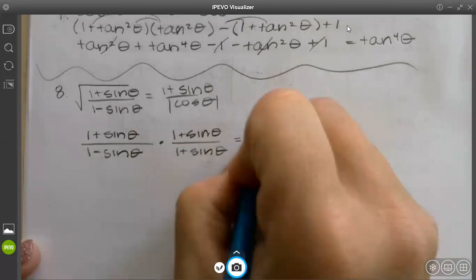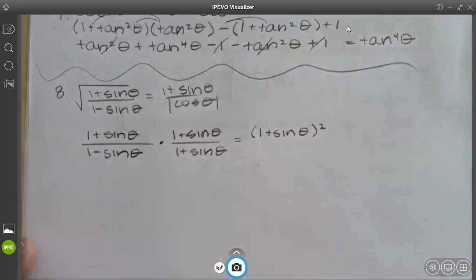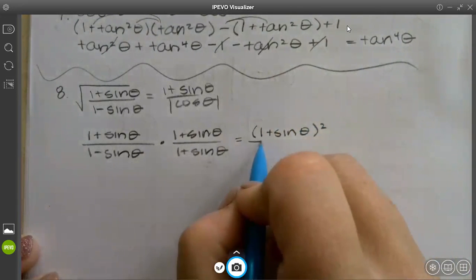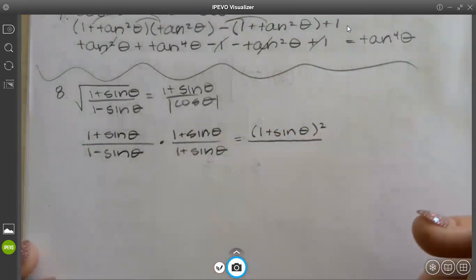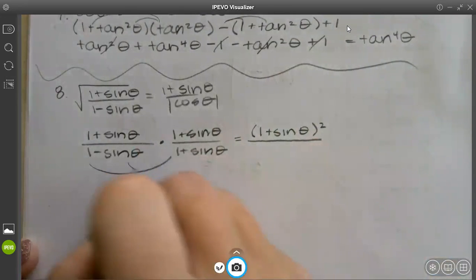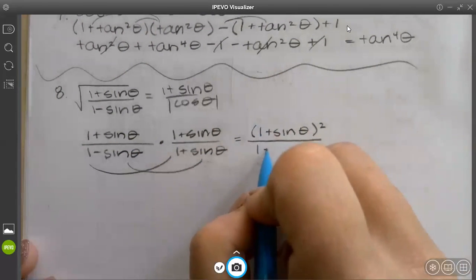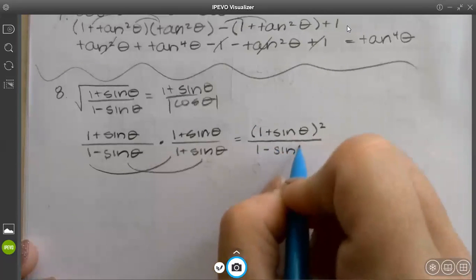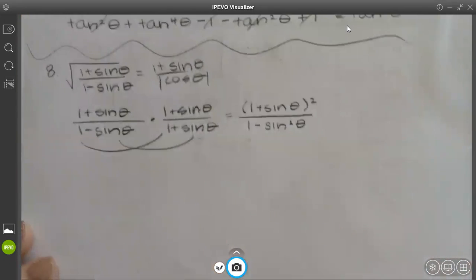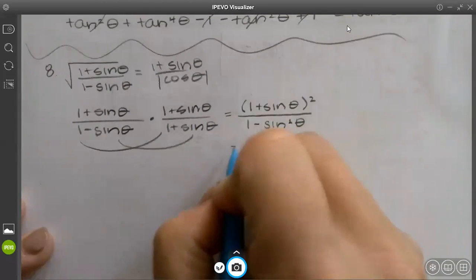All right, so on the top, I'm just going to squish it together like this, 1 plus sine theta squared. Don't do anything with it, just leave it like that. How do I multiply the bottom? Fronts and backs, 1 times 1. Negative sine times sine. Okay. What does 1 minus sine squared theta turn into?